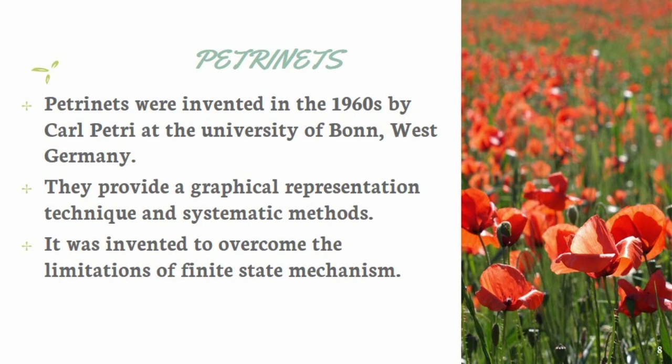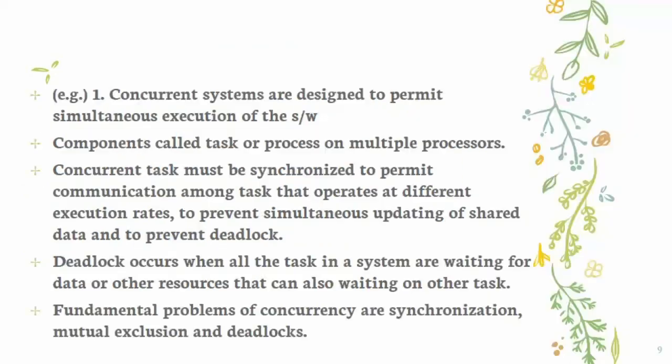Petri nets were invented in the 1960s by Carl Petri at the University of Bonn, West Germany. They provide a graphical representation technique and systematic methods. It was invented to overcome the limitations of finite state mechanism.